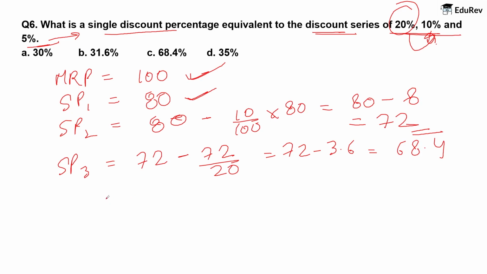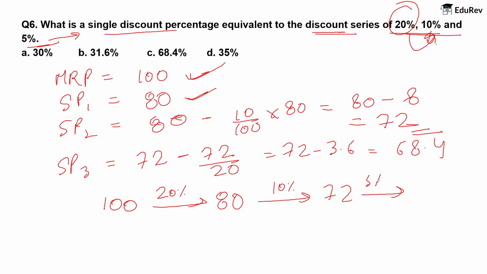So what did I get actually? If I try to make a chain, MRP was 100. First discount was 20%, the price became 80. The second discount was 10%, the price became 72. And the third discount was 5%, the price became 68.4. So this was your MRP, and this is the final SP. So on this, can we calculate the discount percentage? That will be one single discount percentage.